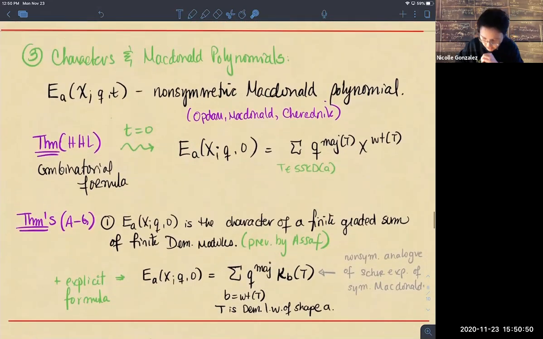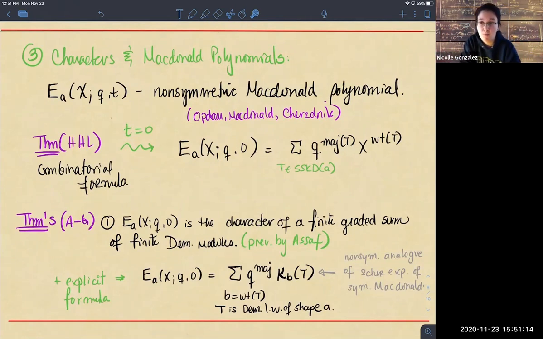So, characters and Macdonald polynomials. What does this whole story have to do with these polynomials? Maybe you're familiar with them, maybe you're not. There are these things called Macdonald polynomials that show up all over the place. They show up obviously in algebraic combinatorics, in algebraic geometry, and these days even in knot homology. They're all over the place.